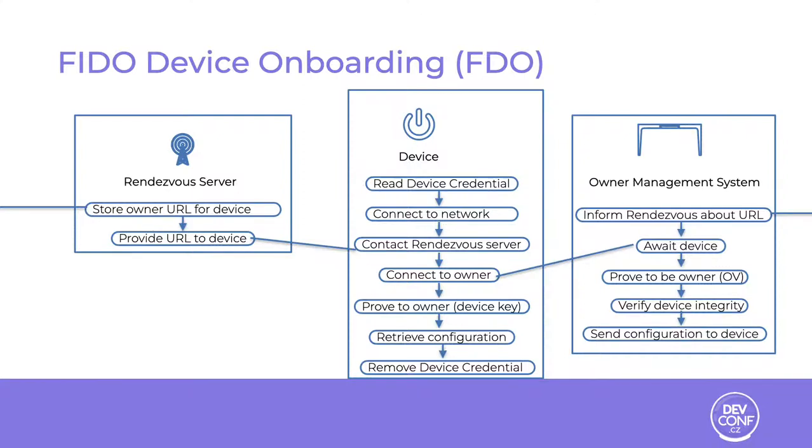And after that, the owner management server provides the configuration for the device, which the device then stores, for example, putting in place an SSH key and an IP address configuration. And after that is sent, the owner management system reports the device as onboarded. The device removes its device credential and the entire FIDO protocol is done and no longer in use on this device.